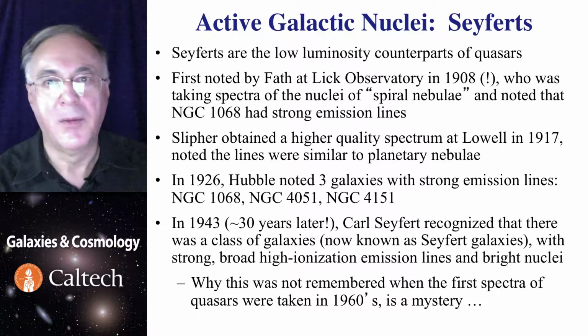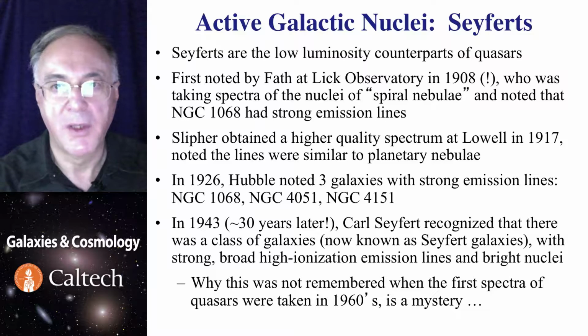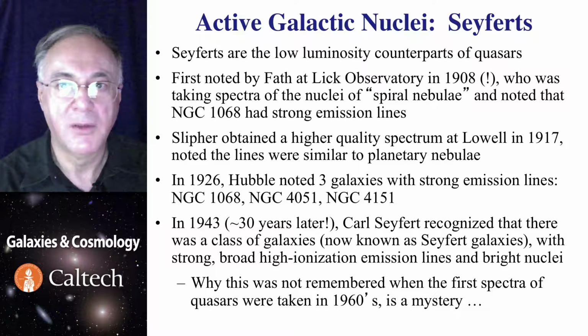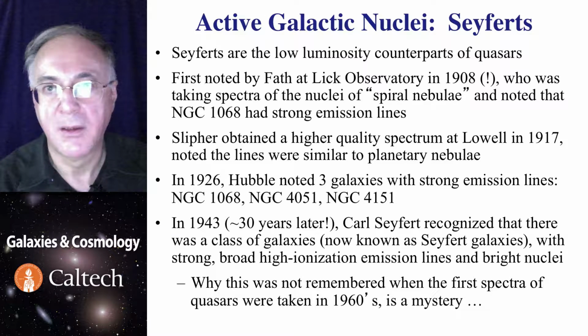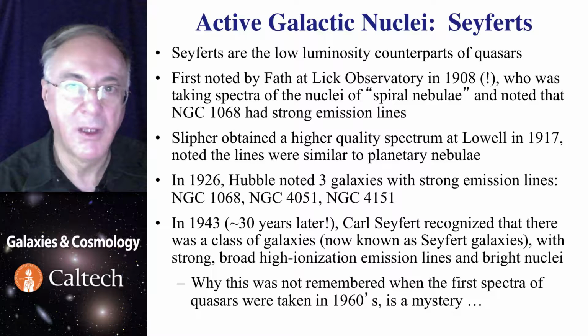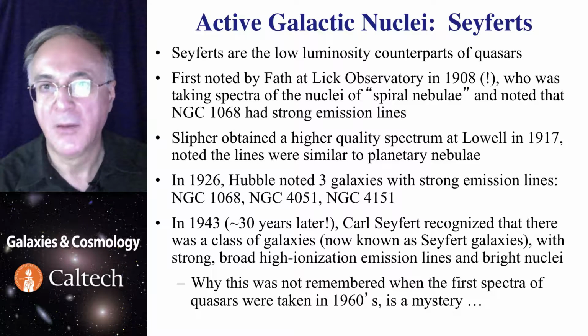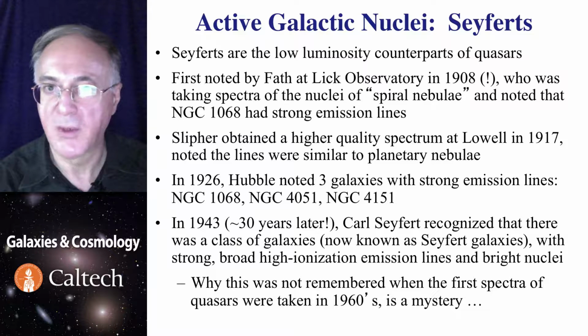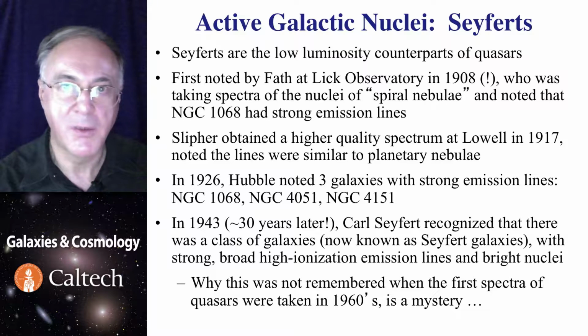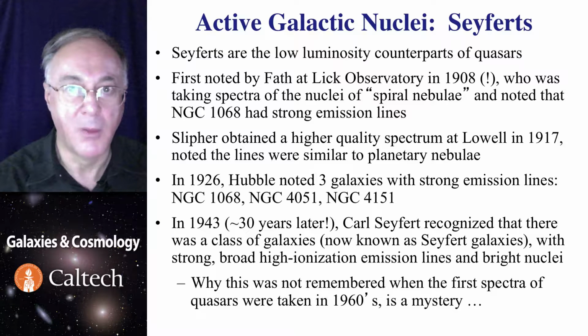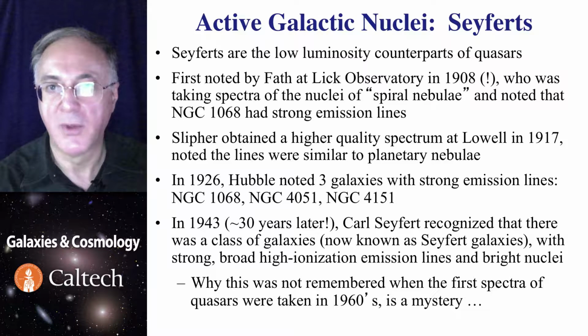Seyferts first. They're essentially low luminosity equivalents of quasars, and they were noted over 100 years ago as luminous nuclei of some nearby galaxies, and even had spectra that nobody understood at the time. This was largely neglected until the 1940s, when Carl Seyfert, after whom these galaxies are now named, did the first systematic study. But even then, it wasn't clear what is going on. And somehow, that was neglected by the time quasars came on the scene.